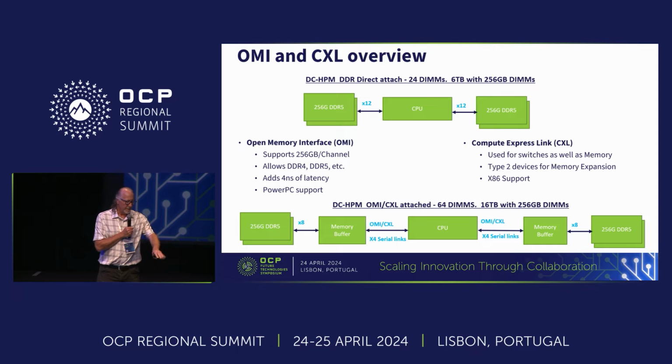OMI started out as OpenCAPI Memory Interface, and then it just got changed to Open Memory Interface. That standard is now underneath CXL as a spec. So they're kind of all together, but they're definitely different technologies. OMI is used only for this use case right here, basically memory expansion. CXL, if you've heard of it, has a number of use cases. One of them is this. It also can be used for memory sharing. It can be used for switches. But one of the things it can do is this sort of memory expansion design.